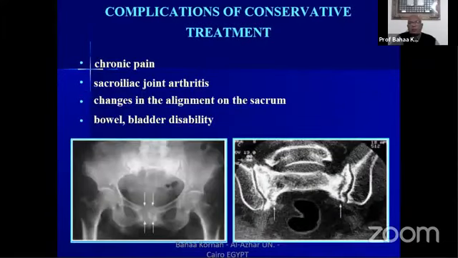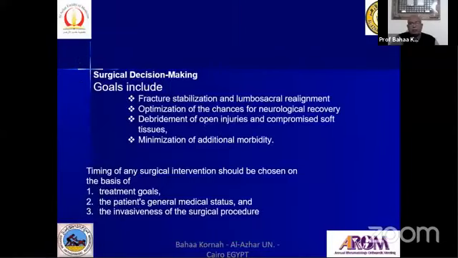Complications of the conservative treatment can be chronic back pain or chronic pain, sacroiliac joint arthritis, change in the alignment of the sacrum, and bowel and bladder disability. What about the surgical decision making?